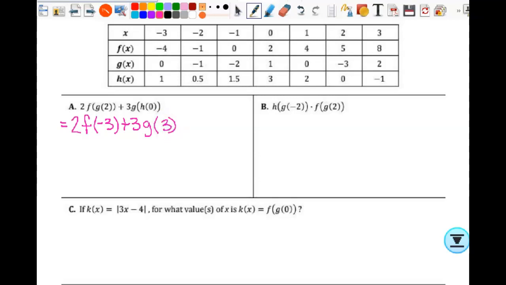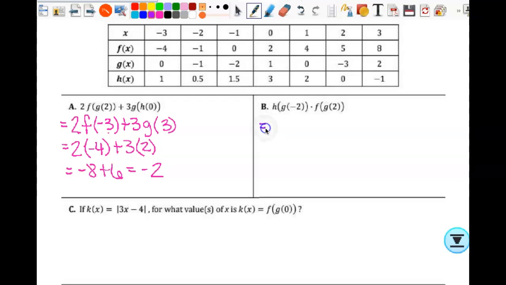So can I multiply this 2 times this negative 3 here? No, that doesn't make any sense. So then this is going to be 2 times, what is f of negative 3? Negative 4, plus 3 times, what's g of 3? 2. So that gives me negative 8 plus 6, which is negative 2. A little more organized way of doing it, but whatever you need to do to be able to get all this stuff done is fine.